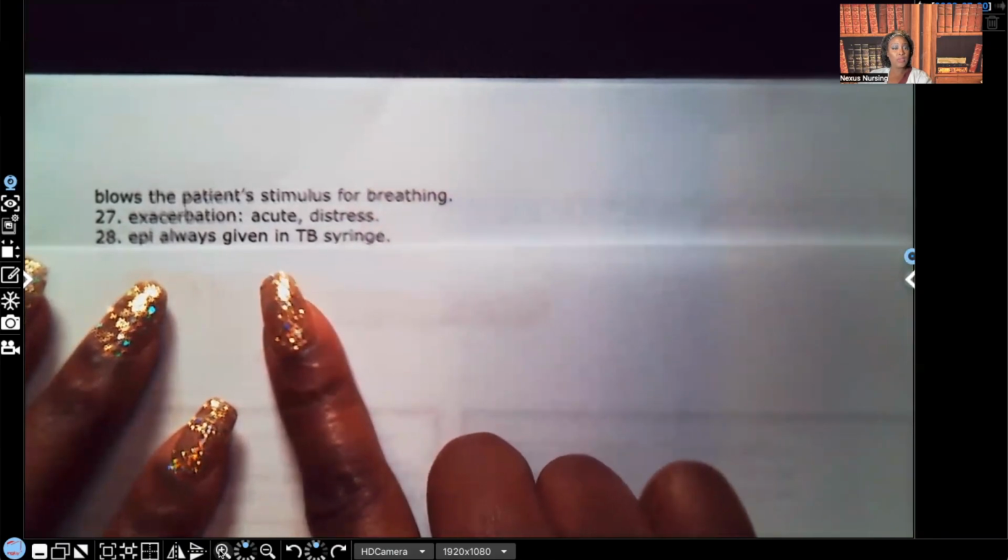28, epi's always given in a TB syringe. Yes, epinephrine. Why? Because you have that 1 milligram per 1 ml. It needs to be given in that 1 cc syringe. True.